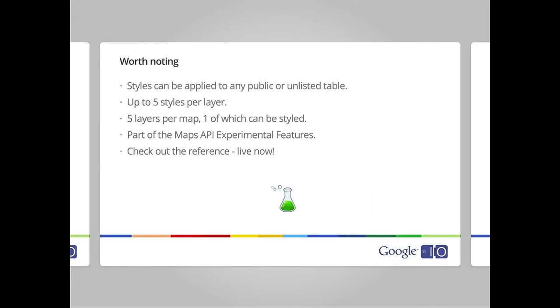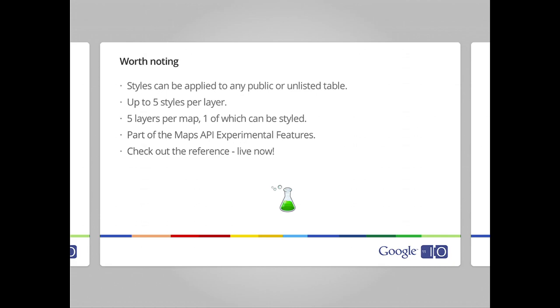Couple of things worth knowing. Styles can be applied to any table, not just tables you own. So you can take someone else's data, and without owning that table in Fusion Tables or needing to clone it, restyle it on your own website to represent what you're interested in. And you don't have to worry about the styles on that changing underneath you, because you can always ensure that you control the default appearance.